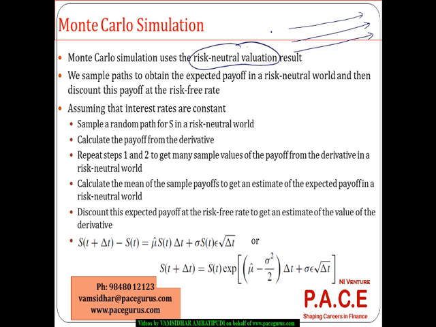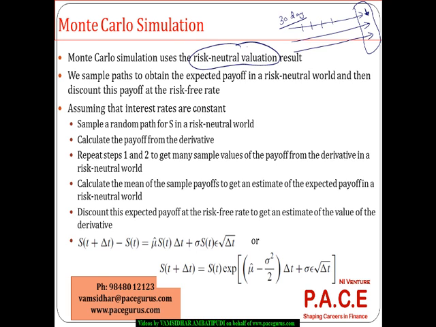So let's say we are talking about a 30-day option. We take the daily prices. We generate the prices for the 30 days using some kind of generation mechanism, and we find the expected payoffs in a risk neutral world and discount them at the risk free rate.